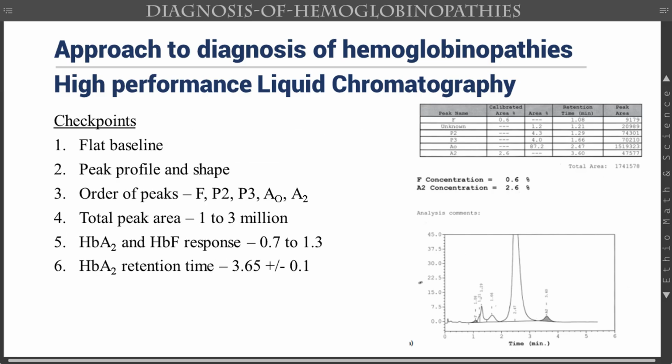HPLC, high-performance liquid chromatography, separates hemoglobins into distinct peaks. Important checkpoints when reading HPLC are a flat baseline, correct peak shapes, and the expected order of peaks, typically F, fetal, then P2 and P3, minor peaks, then the main adult peaks A0 and A2. Total peak area is often in the range of 1 to 3 million units on the instrument, and HbA2 and HbF responses should be within expected ranges. HbA2 retention time commonly centers around 3.65 minutes with a small tolerance. HPLC is powerful because it both separates and quantifies hemoglobins.